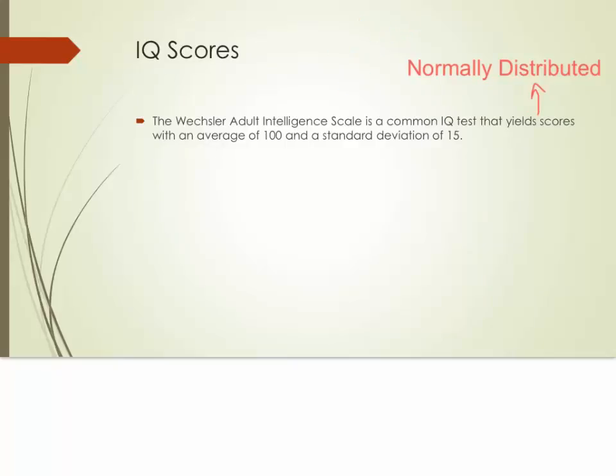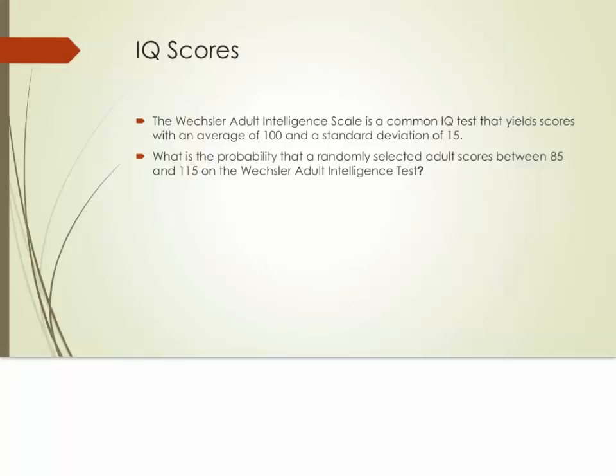I would like to look at the probability that a randomly selected adult scores between 85 and 115 on the Wechsler Adult Intelligence Test. Well, hopefully you're starting to get accustomed to this and you recognize something right off the bat. This guy, that's what? That's mu minus sigma. And then if we look over here, that's mu plus sigma.